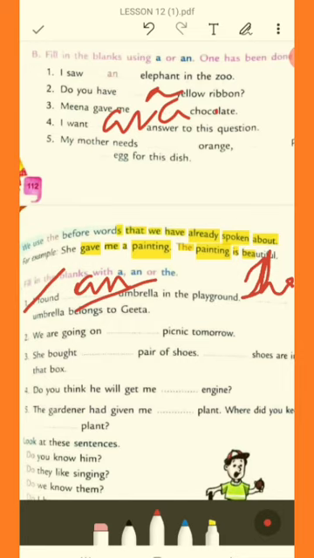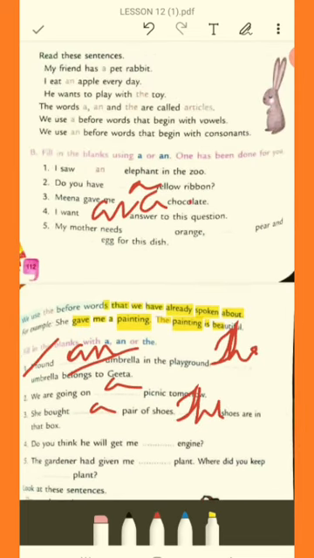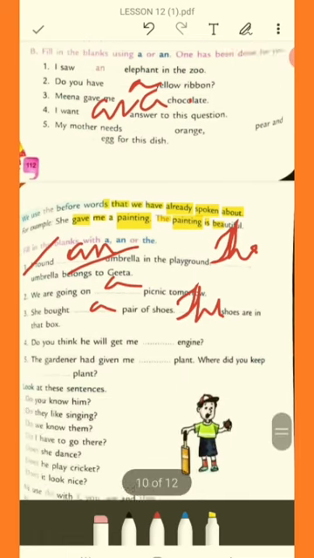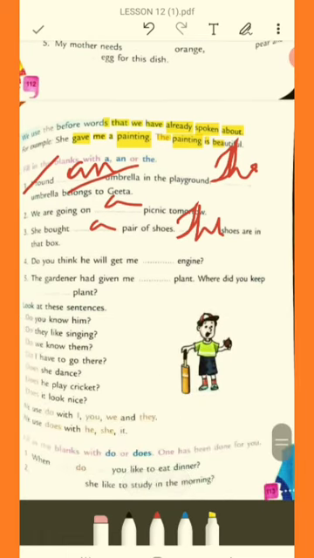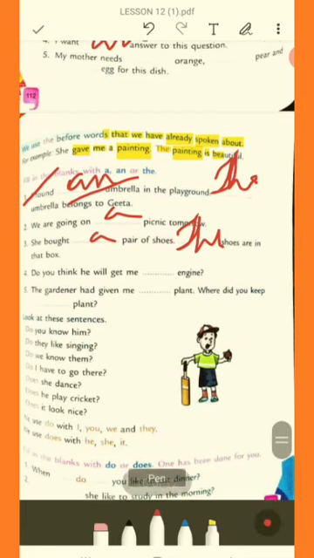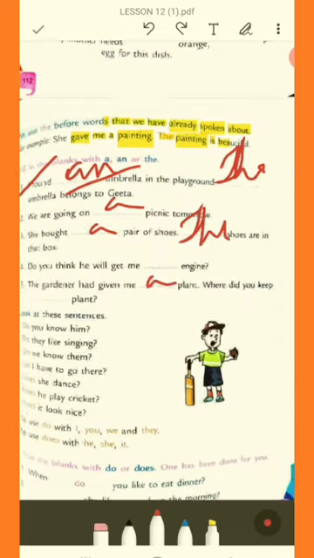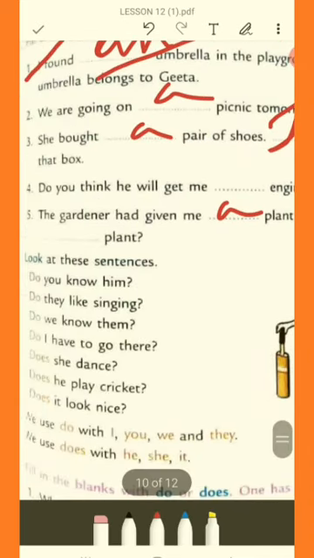We are going on a picnic tomorrow. She bought a pair of shoes. The shoes are in the box. Can you do the rest on your own? I think yes. The gardener had given me a plant. Where did you keep the plant? Okay, very simple. Now let's look what lies ahead.